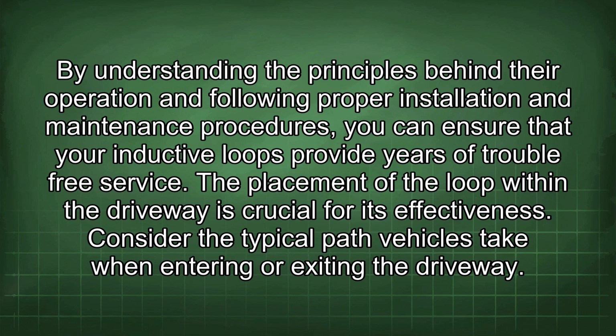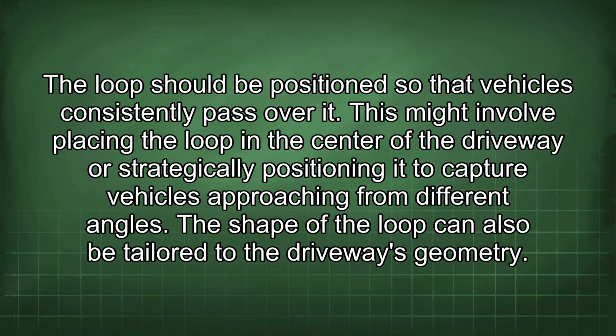The placement of the loop within the driveway is crucial for its effectiveness. Consider the typical path vehicles take when entering or exiting the driveway. The loop should be positioned so that vehicles consistently pass over it. This might involve placing the loop in the center of the driveway or strategically positioning it to capture vehicles approaching from different angles. The shape of the loop can also be tailored to the driveway's geometry.